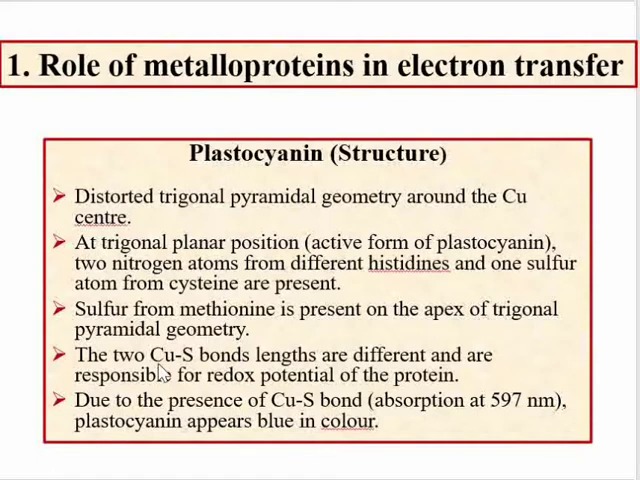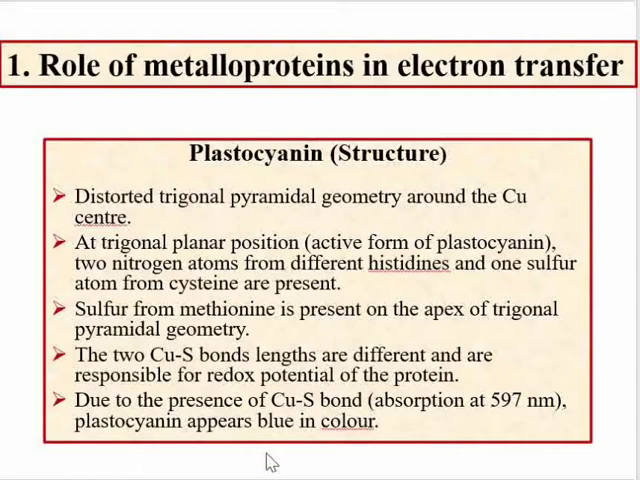I will show you the geometry. The two copper sulfur bond lengths are different and are responsible for the redox potential of the protein. Again, this copper sulfur bond absorbs around 597 nanometer. So plastocyanin appears blue in color.